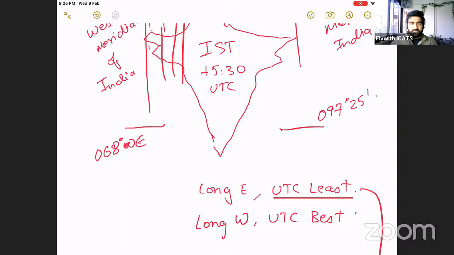So Vijit has given the most western meridian as 68 degrees and 12 minutes. Okay. And eastern is 97, 21. Okay. He's given 25 already.